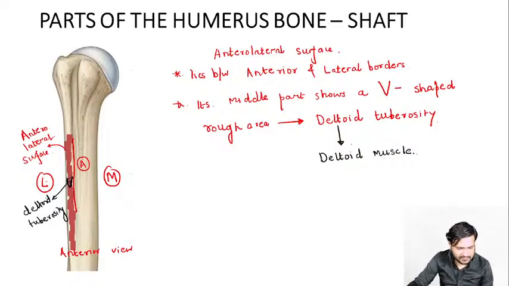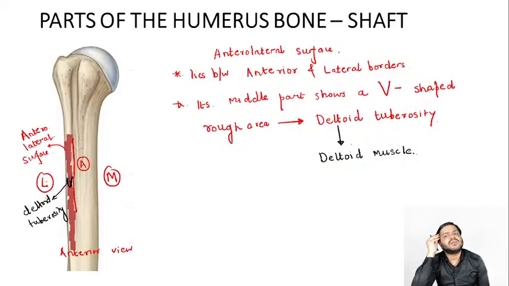Yes. It is the deltoid muscle. Prakshit, yes, very good beta. Dev Narayan, very good. Perfect Kumar, perfect beta. So on the anterolateral surface, you will find a V-shaped rough area, and that rough area is basically referred to as the deltoid tubercle or the deltoid tuberosity. And over here, the muscle will be attached.